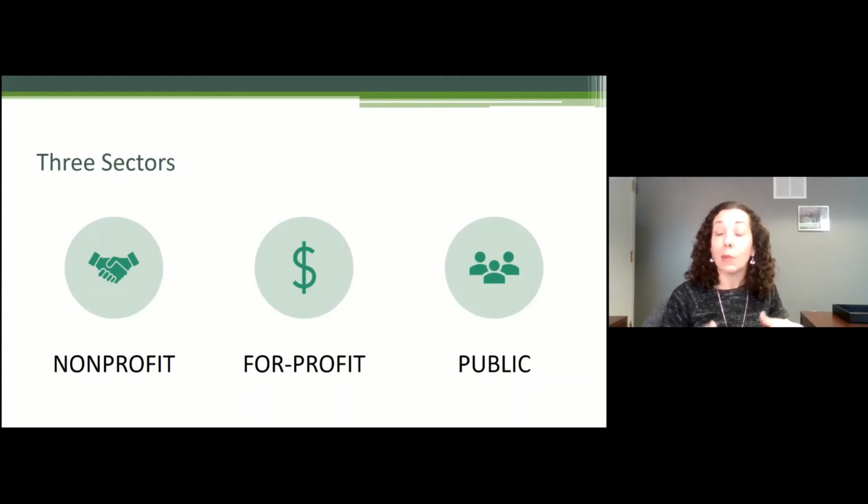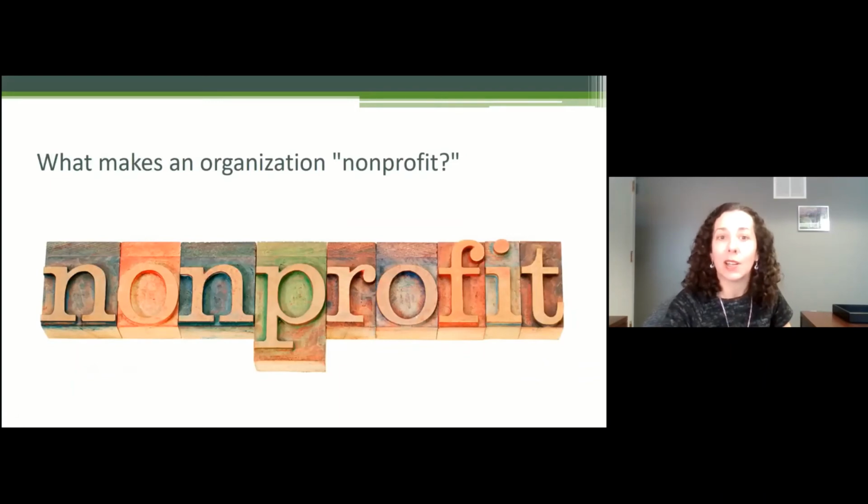And they're able to respond when the market and government fail and or are unable to do the job well. So that's the short answer of why nonprofit organizations exist and how they came into being. But what makes an organization nonprofit?